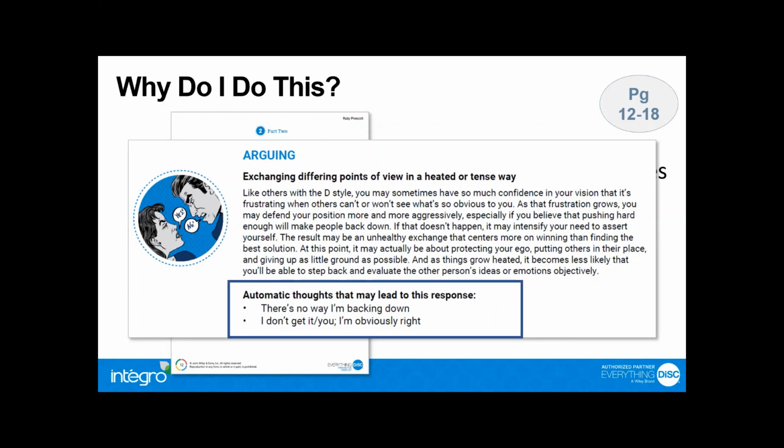Now, what if a person taking the profile is an S style? Well, the wording is going to be different here, okay? The automatic thoughts might be the same, but the behavioral reaction will be different. So all of these 18 destructive responses are personalized to the style of the individual who's taken the profile, okay?